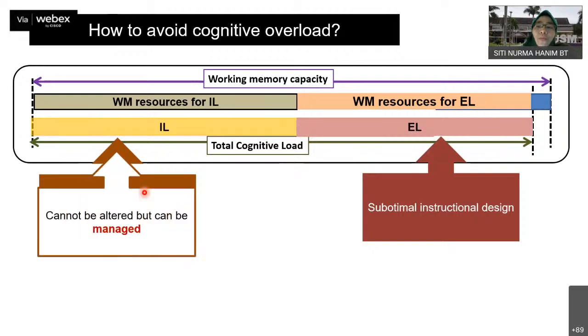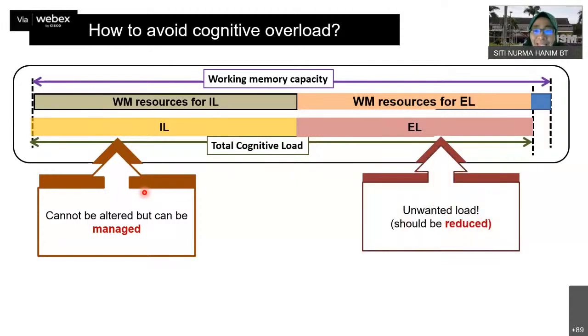Of course, when a subject is difficult, you cannot alter it. Like advanced statistics just now, it's difficult compared to basic statistics. Advanced mathematics, of course, is difficult compared to basic mathematics, right? So you cannot alter it, but it can be managed to be perceived as a simpler one. But this one you can reduce, because this is distraction. These are the unwanted loads, so they can be reduced.